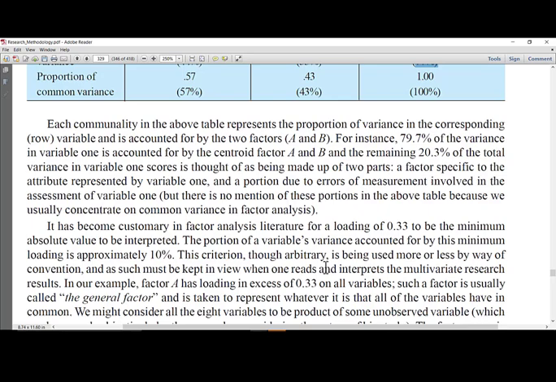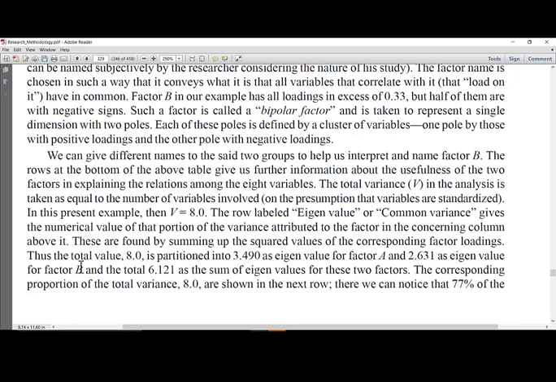Now here explanation is given accordingly, that the total variance V in the analysis is taken as equal to the number of variables involved, on the presumption that variables are standardized. In the present example, V equal to 8.0. So the row labeled eigenvalue or common variance gives the numerical value of that portion of the variance attributed to the factor in the concerning column above it.